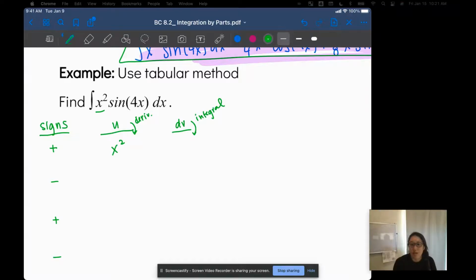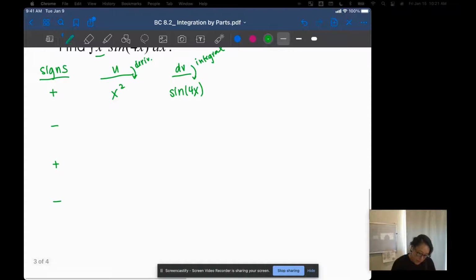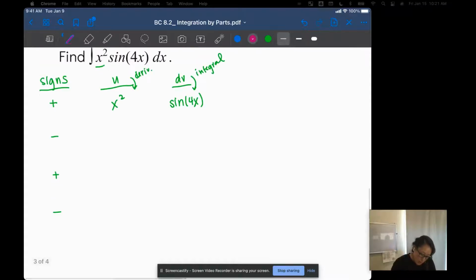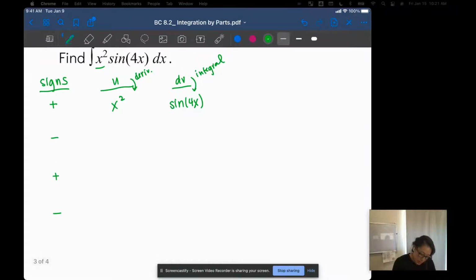Whatever your u is, I decided that u is going to be x squared, because I can take the derivative and I'm going to end up with a derivative of 0 at some point. And what I'm going to set up as the antiderivative, or the dv part, is the sine of 4x. Then we start with u and take the derivative of x squared, which is 2x. Then the derivative of 2x, which is 2. And then the derivative of 2, which is 0. And that's where I get to stop, okay?